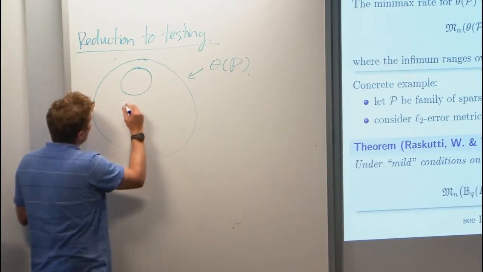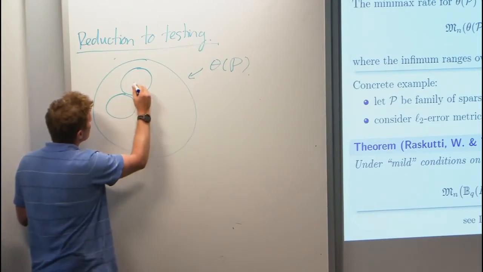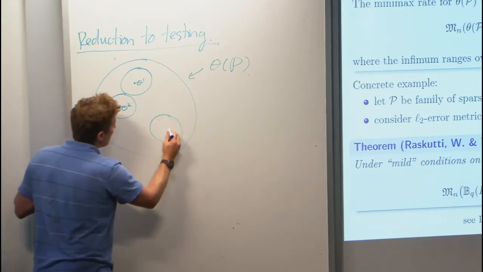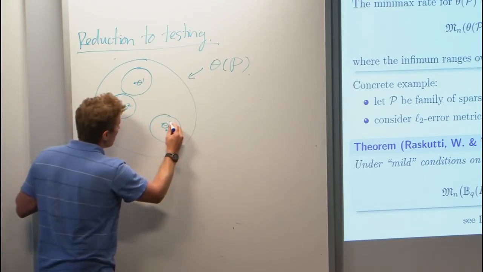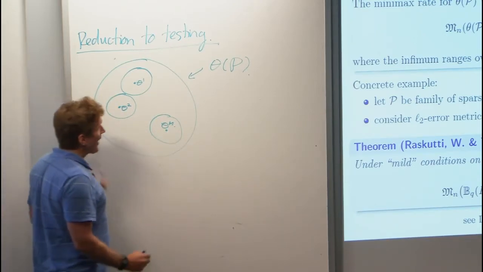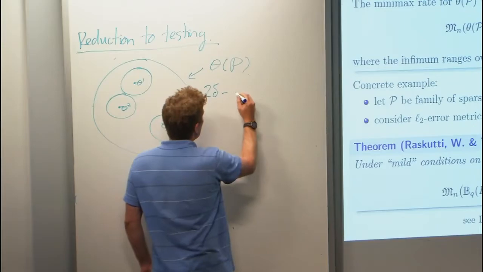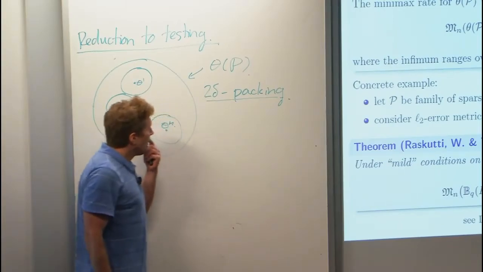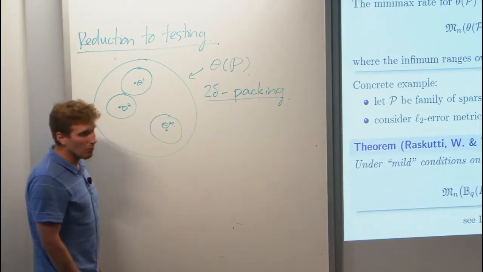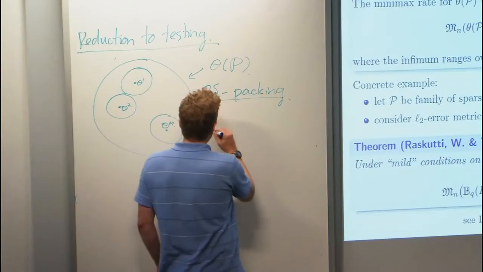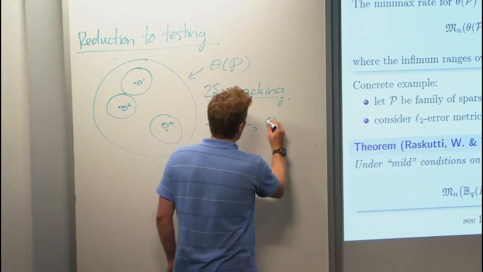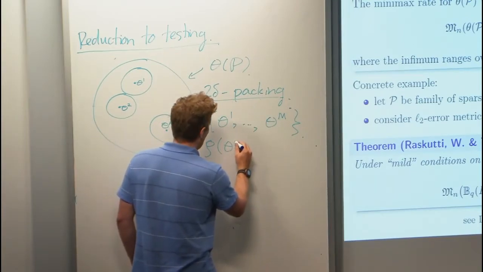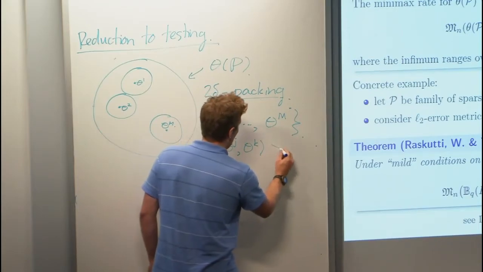What we're going to do is form what's called a packing set of this parameter space. So what I mean by a packing set, I'm going to form a 2 delta packing. So delta is a parameter that we're going to choose. By packing, remember I have a metric on my space. So I can take a collection of points, let's call them theta 1 up to theta m. And I want these points to be separated in my metric rho by at least distance 2 delta.